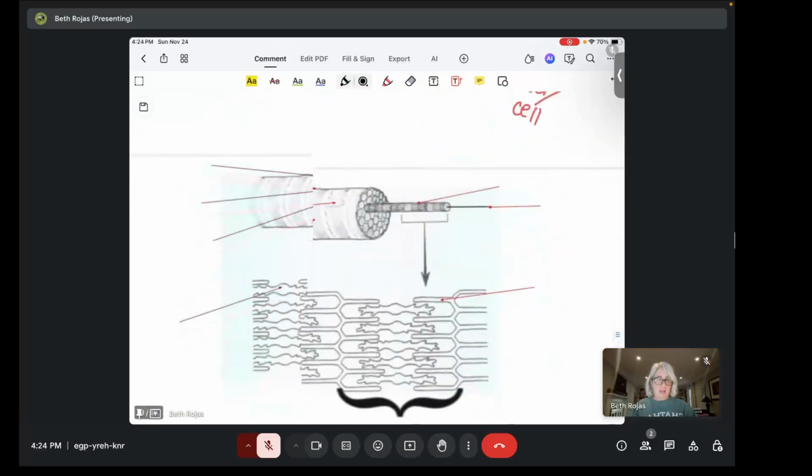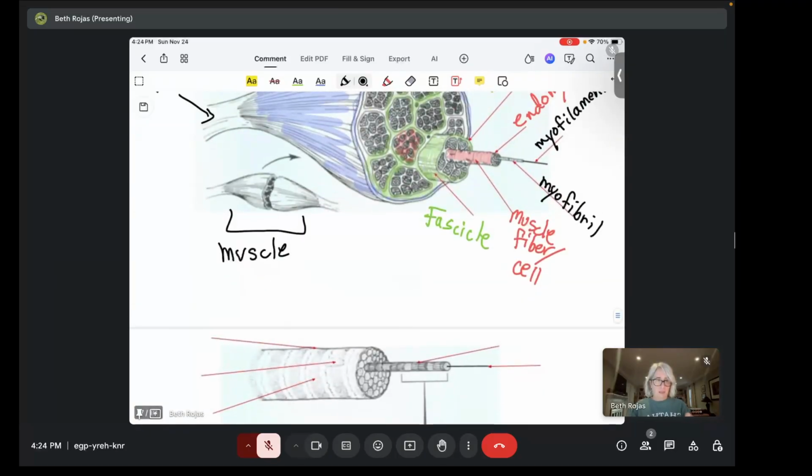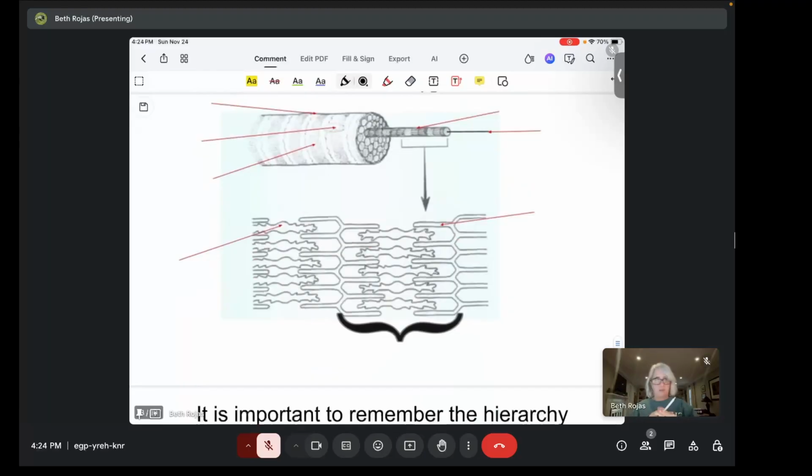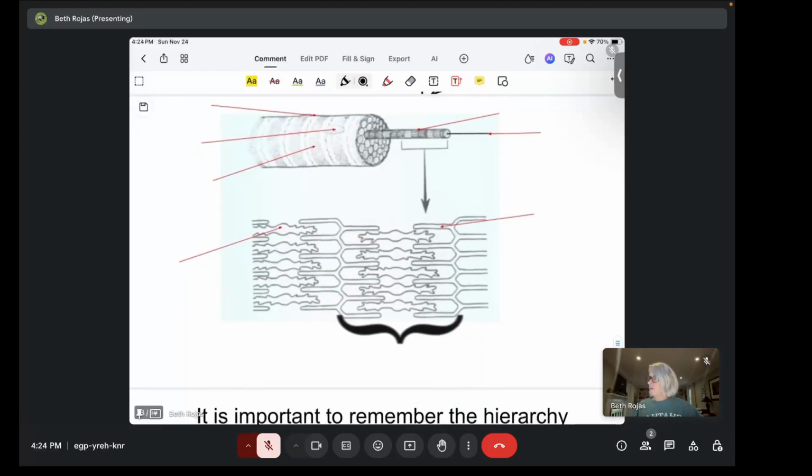Okay, so what we're doing now is we're looking at that part over here. So we're zooming in just on that on your next page. And you guys should have this. Let me make sure it's in your notes. Yes, you have this. Okay.